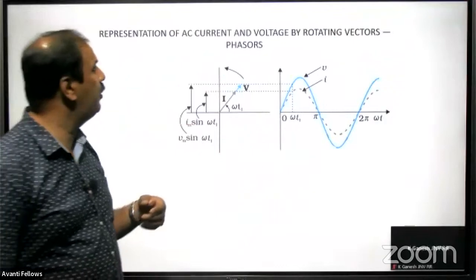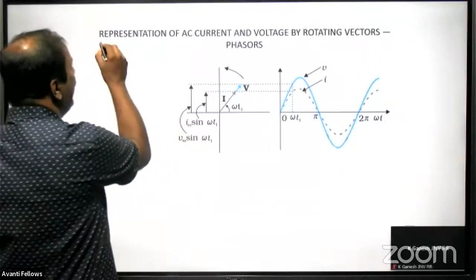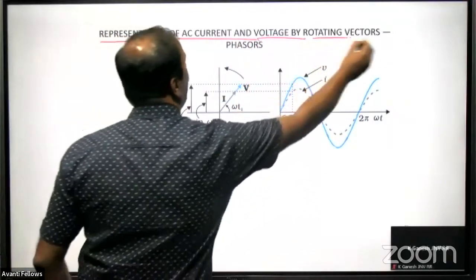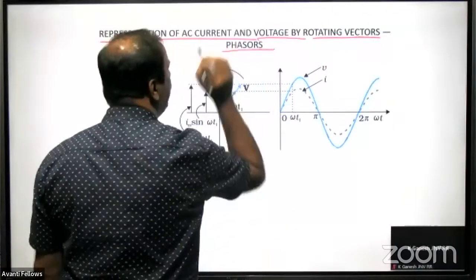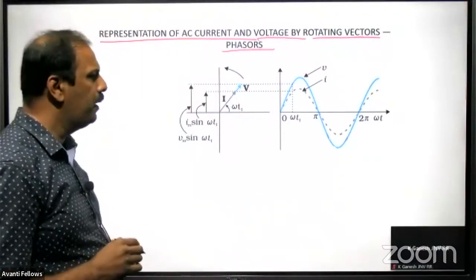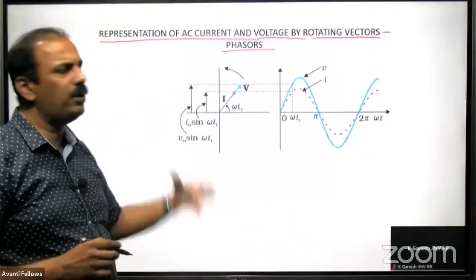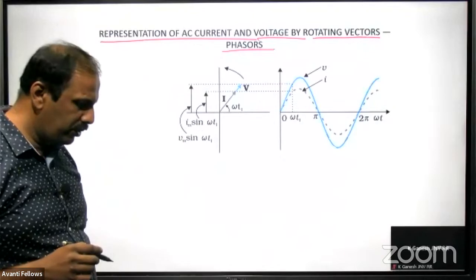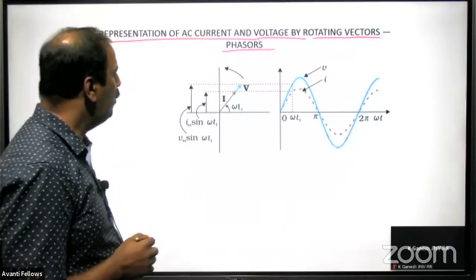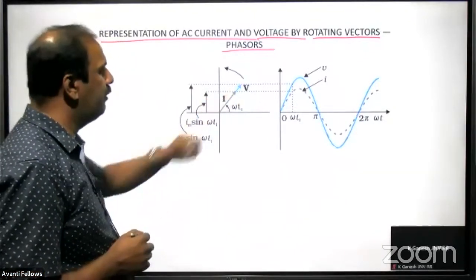Now we'll study the representation of AC current and voltage by rotating vectors. That rotating vector is called a phasor. So how can we represent this AC using the concept of phasor? That's what we are going to discuss now.